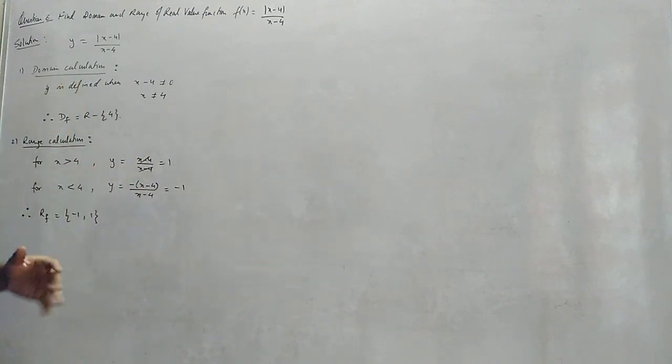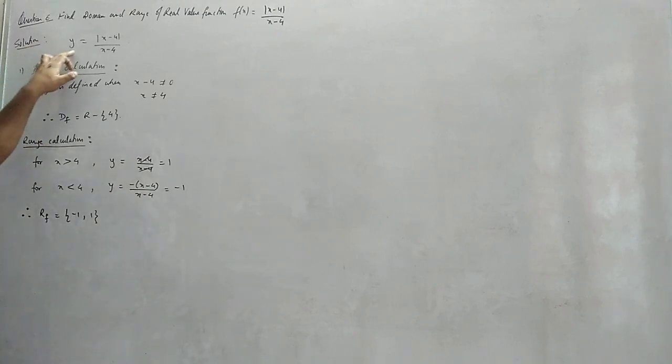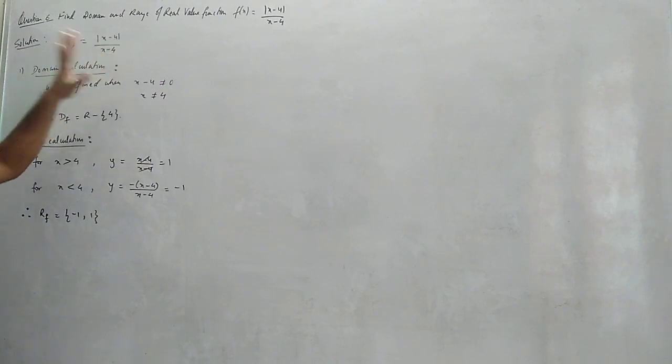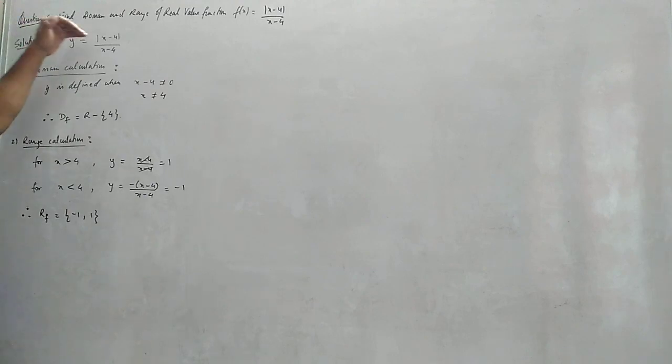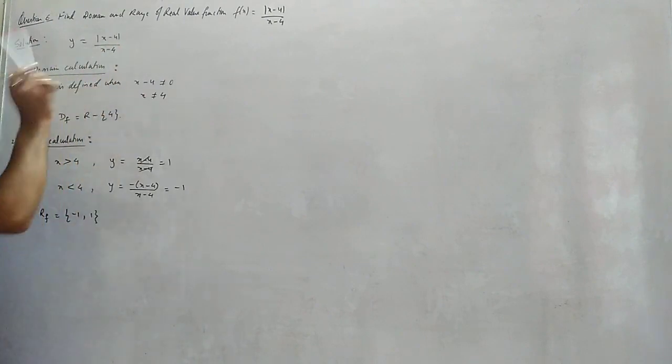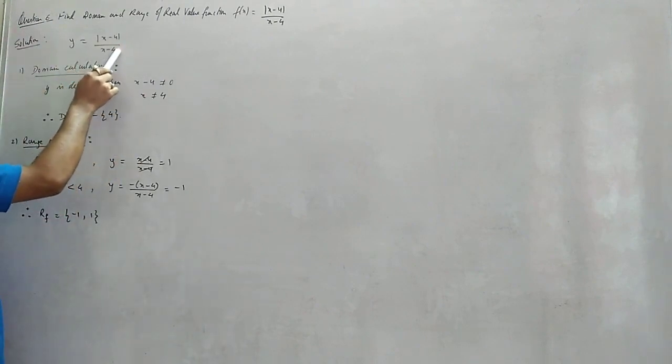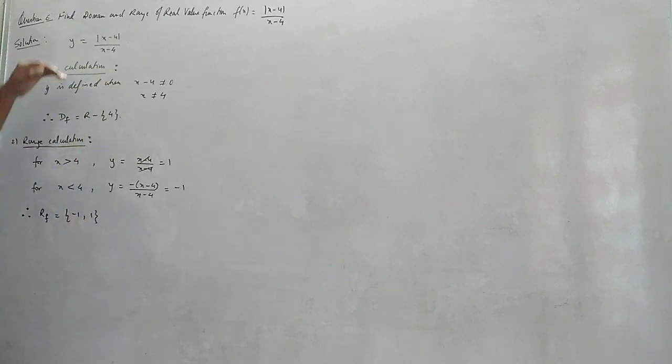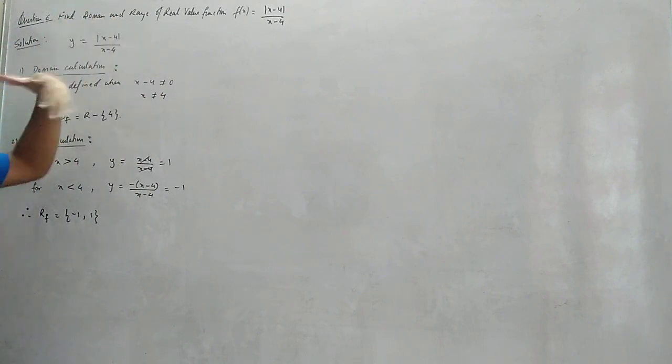Clear? Now, let's go to the basics. We will understand what special thing you need to do. So, solution starts from y equals to mod x minus 4 by x minus 4. Okay. Now, first domain calculation. It is in which pattern? Something by something. That means the infinity case can come when the denominator becomes 0. Now, do we have mod in the denominator? No. That means we can directly do the domain calculation. We don't need to remove mod for domain calculation.